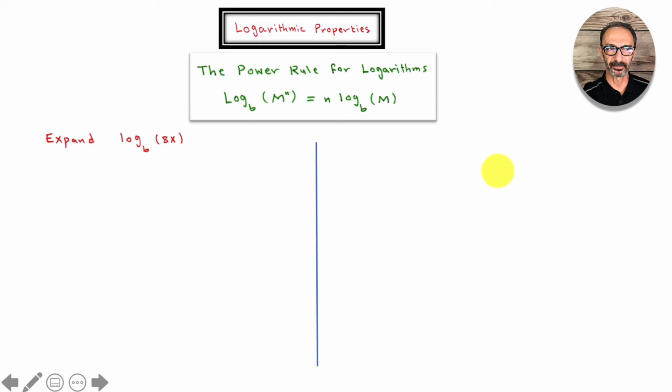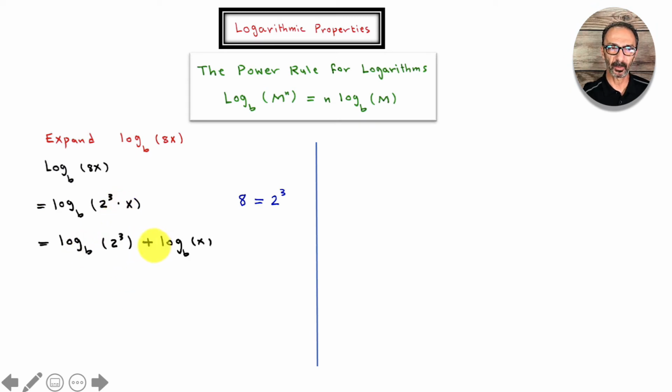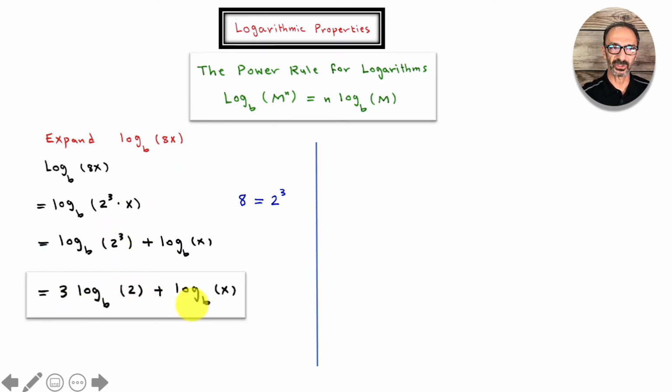Let's see how we could apply it. Log 8x base p. I could think about 8x as 2 to the third times x. 8 is 2 to the third. We know that, right? 2 times 2 times 2. I'm going to use the product rule, then I'm going to use the power rule. Applying the product rule, that becomes log 2 to the third plus log x. Now I'm going to apply the power rule and take n up front. In this case, take 3 up front. And that should do it. We're done.